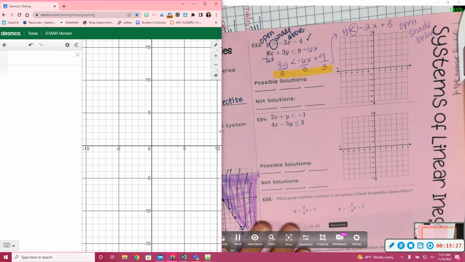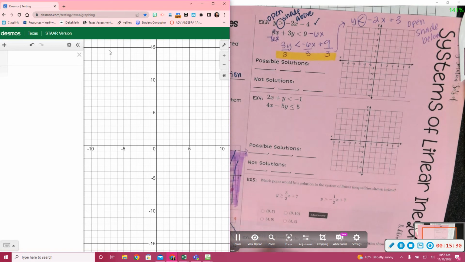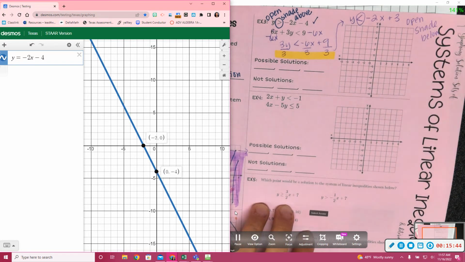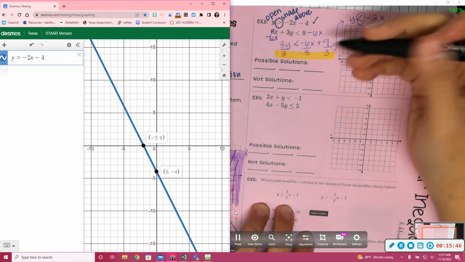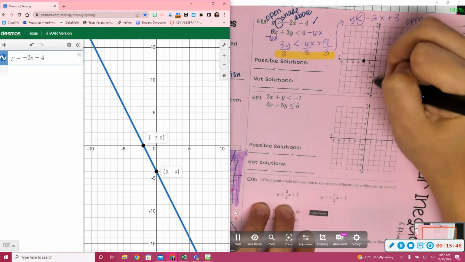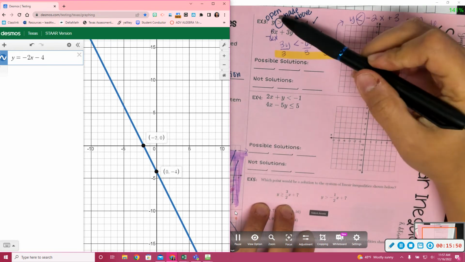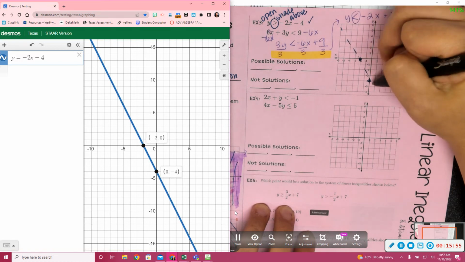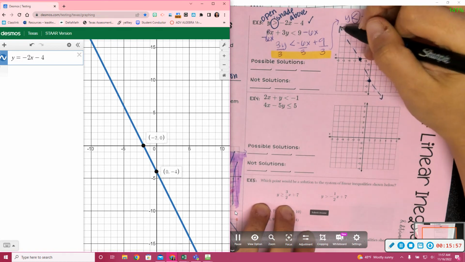I'm going to make it so you can see it. Alright, so I'm going to type in my first inequality, but again, remember you have to use an equal sign in order for it to graph correctly. And I take some points: -2, 0, 0, -4. This is for the first one, which is an open line. And shade above.